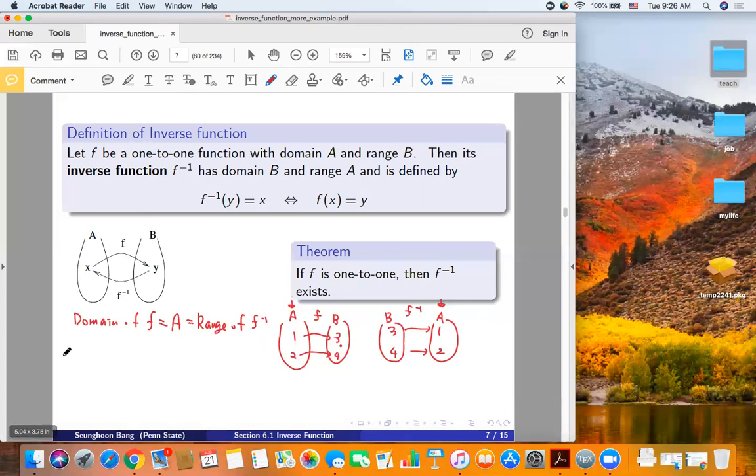So another one: the range of f is B. The B is the same as the domain of the inverse. This is one property of the inverse function f to the minus 1 and f, domain of the inverse function. This is one good property.